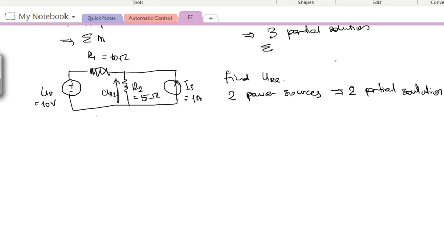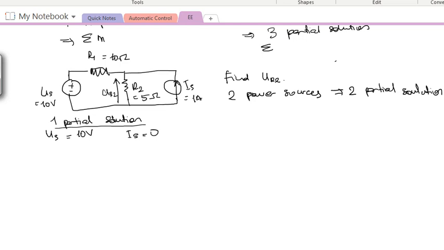So the first partial solution, we will consider only the circuit where we only have US. Let's say it's only US, and then US is 10 volts. When we consider only US, it means the other power supply we will make equal to 0. So IS now is 0 in the first partial solution.